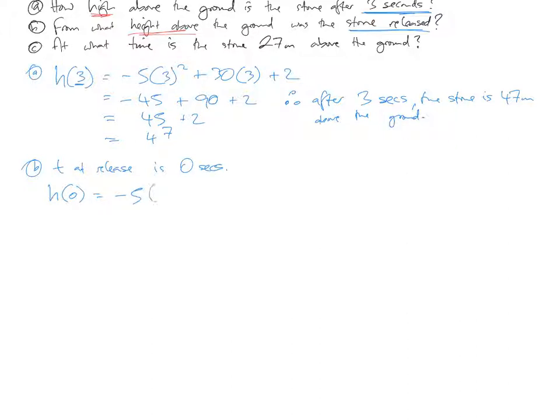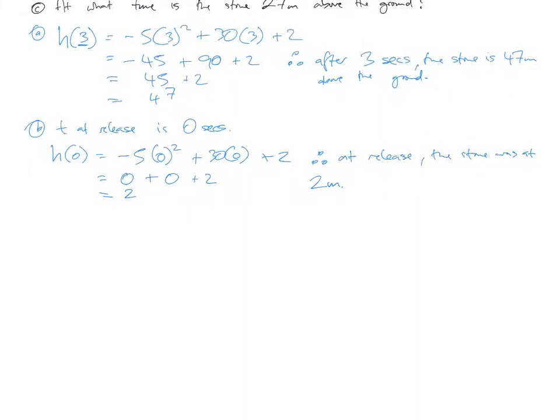This time it's negative 5 lots of 0 squared plus 30 lots of 0 plus 2. 0 squared is 0, times negative 5 is 0, plus 30 times 0 is 0, plus 2, 2. So what that's saying is, at release, the stone was at 2 meters. So I'm guessing they're pretending it was thrown by a person or something. It's not like it's being launched from ground level with a cannon or some sort of thing like that. So that was that, having a bit of a thought process to work out what the value of the variable was instead of being given the number.